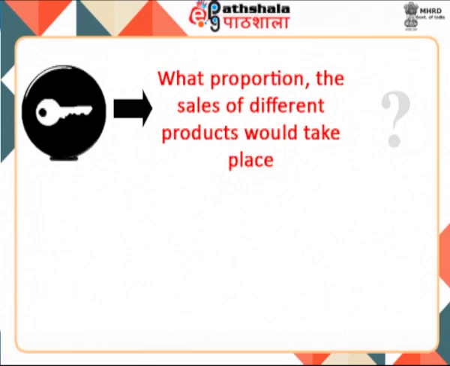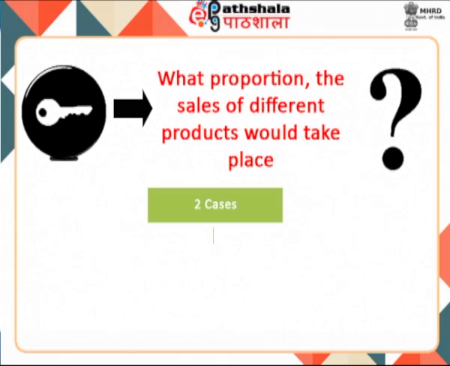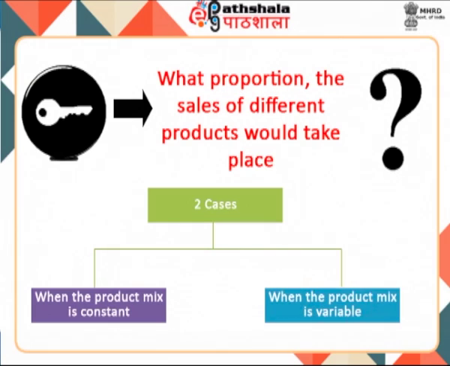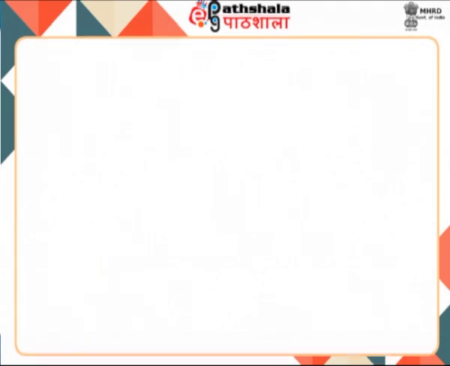92,500. Composite break-even point is applicable for the firms which manufacture more than one product. To compute break-even point in this case, the key problem is in what proportion the sales of different products would take place. There can be two cases for it. 1. When the product mix is constant, wherein the ratio of different products which are manufactured remains constant at all output levels, and 2. When the product mix is variable, wherein products in decreasing order of contributions are manufactured.